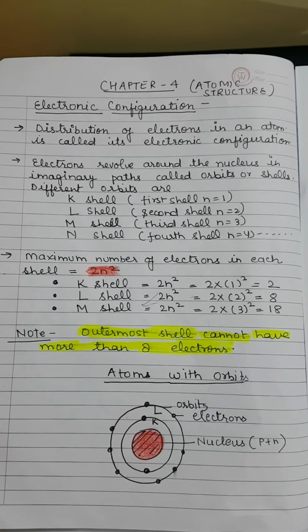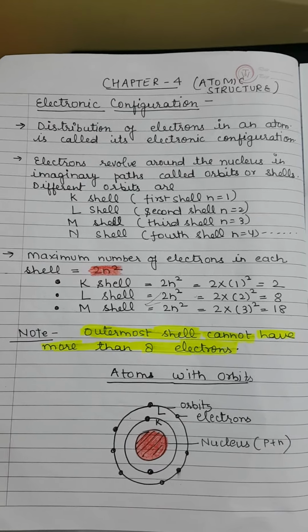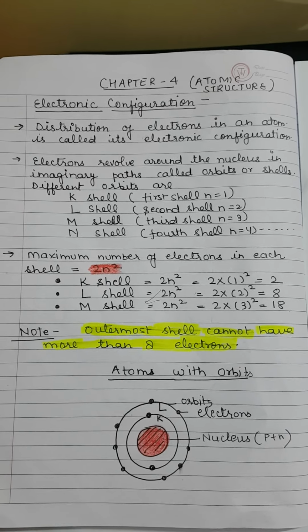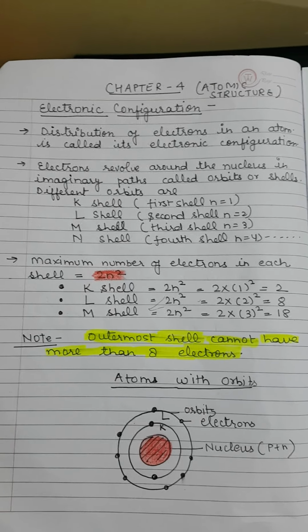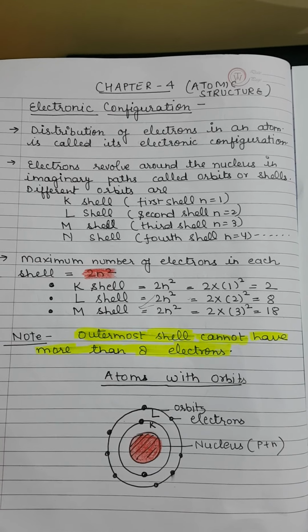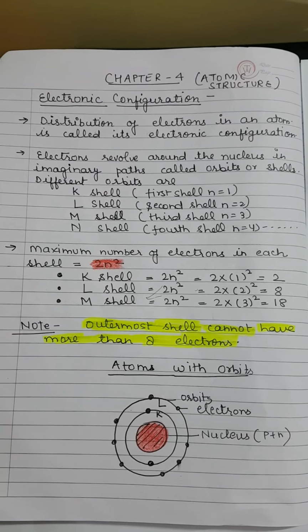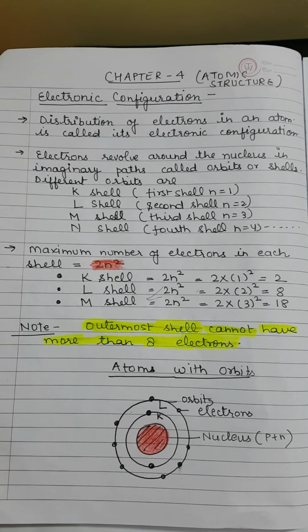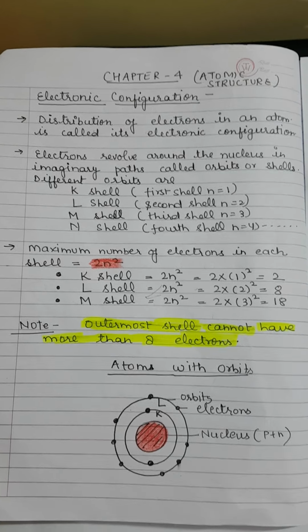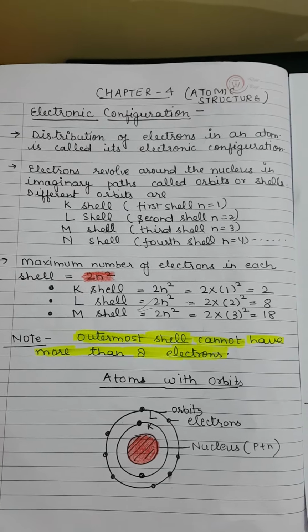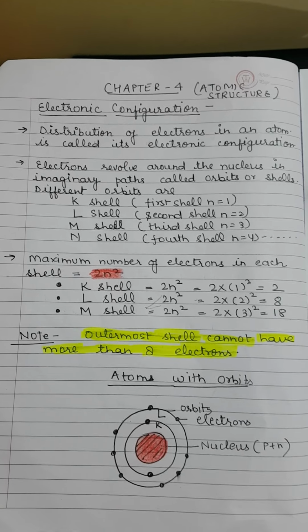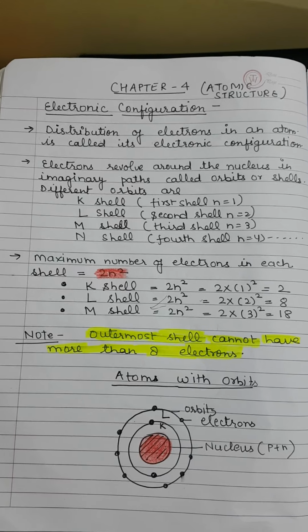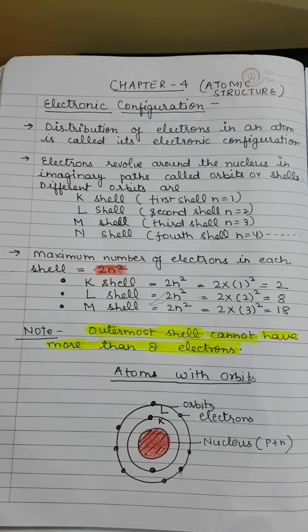But how is the distribution of electrons in an atom? The distribution of electrons in an atom is called its electronic configuration. Electrons revolve around the nucleus in an imaginary path called orbit or shell. Different orbits are present around the nucleus, like K, L, M, N and so on.